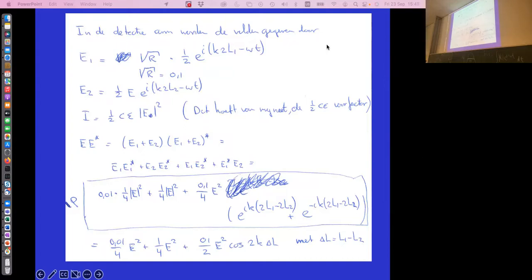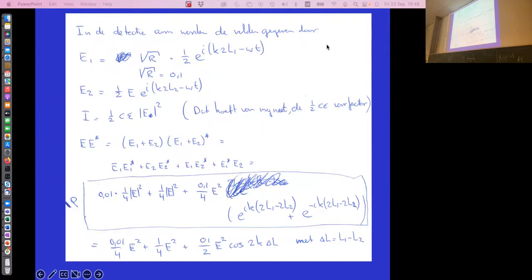So the whole intensity that you measure at your detector is one intensity that is independent of your path length difference, the second intensity coming from the reference arm, also independent of the path length difference, and then this interference term that depends on your path length difference. And this was all done for monochromatic light.